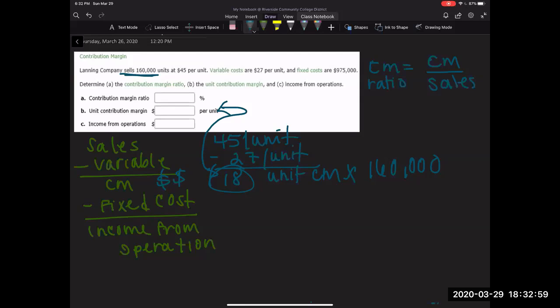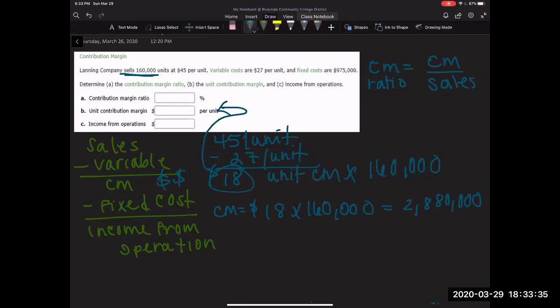All right, so let's continue to go through this example, all right? So actually, let's do exactly what I mentioned. To figure out our contribution margin in dollars, we're going to do $18 times the 160,000 units that we've sold. 18 times the 160 comes out to $2,880,000, right?